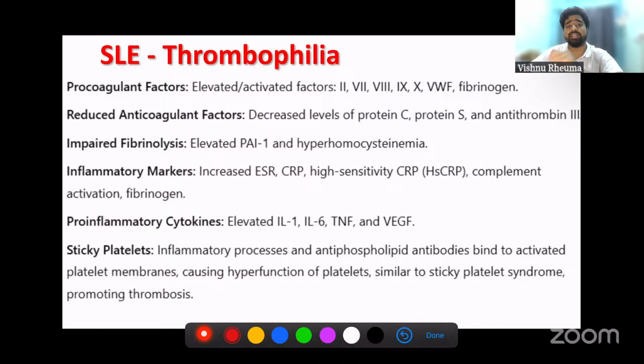Then again, you don't need to know exactly what all the etiologies are for SLE thrombophilia. It includes platelet increase, it includes coagulant factors increase, it includes decreased anticoagulant factors. All of these are there. Inflammatory markers, pro-inflammatory cytokines, all of these changes will cause a thrombophilic state in your SLE.